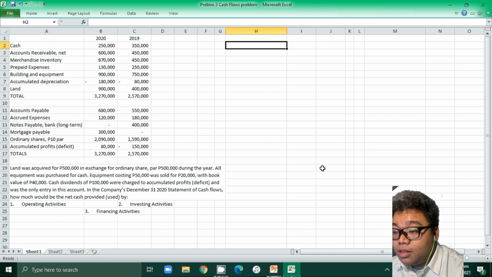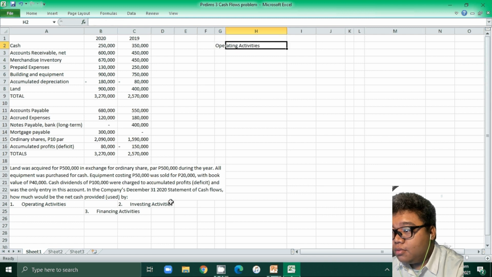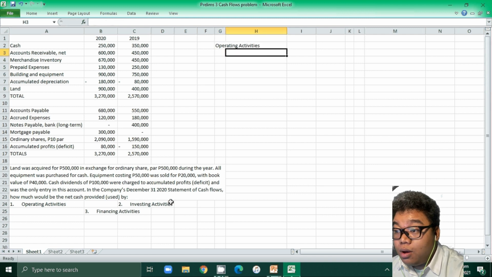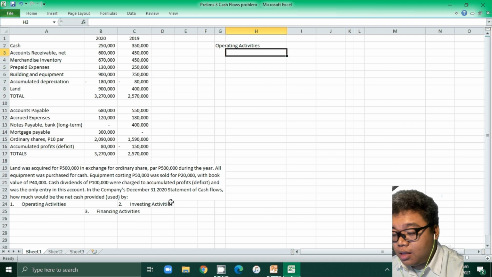The problem asks for the cash provided or used by operating, investing, and financing activities. If we are going to prepare a statement of cash flows here, we start with the operating activities. Now we need to get to know the amount of net income. So we will start with the accumulated profits beginning.